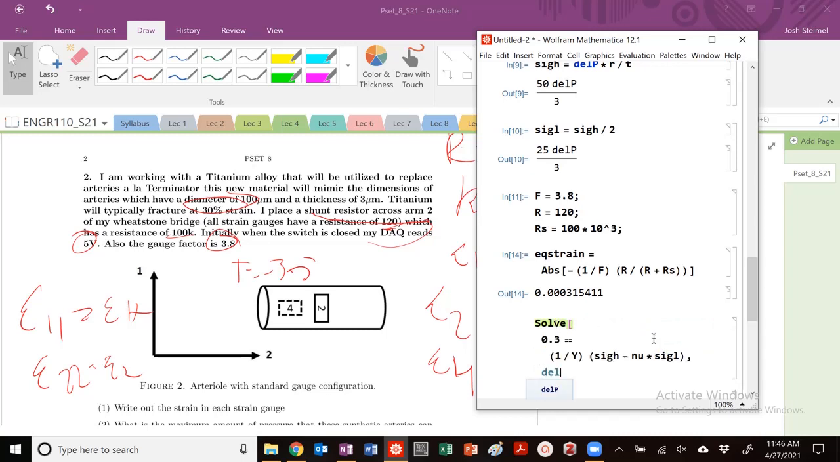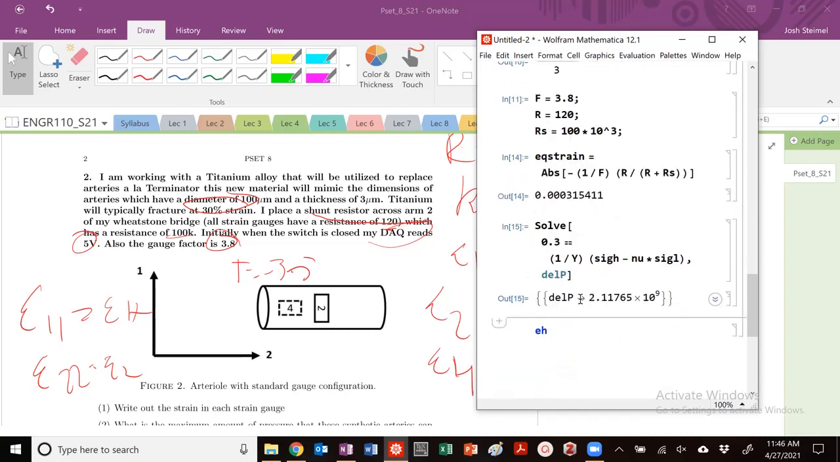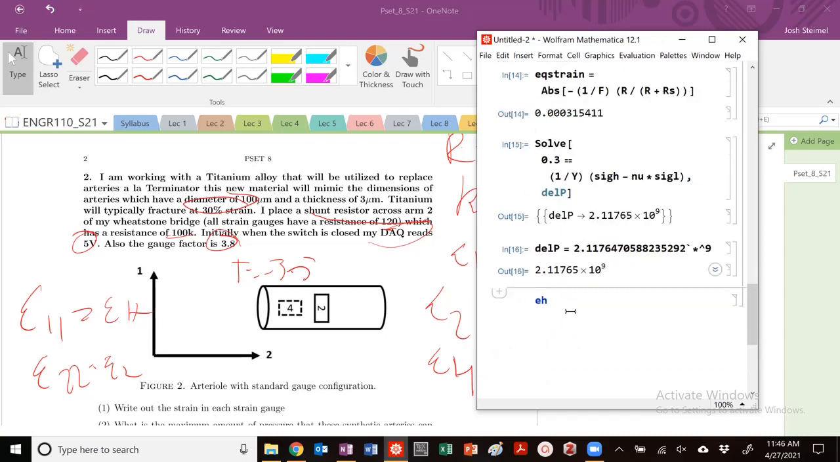So I need to solve for my del P, because that's the only thing remaining. So this is my del P, my delta pressure. So my del P equals this. So we've got that value here.